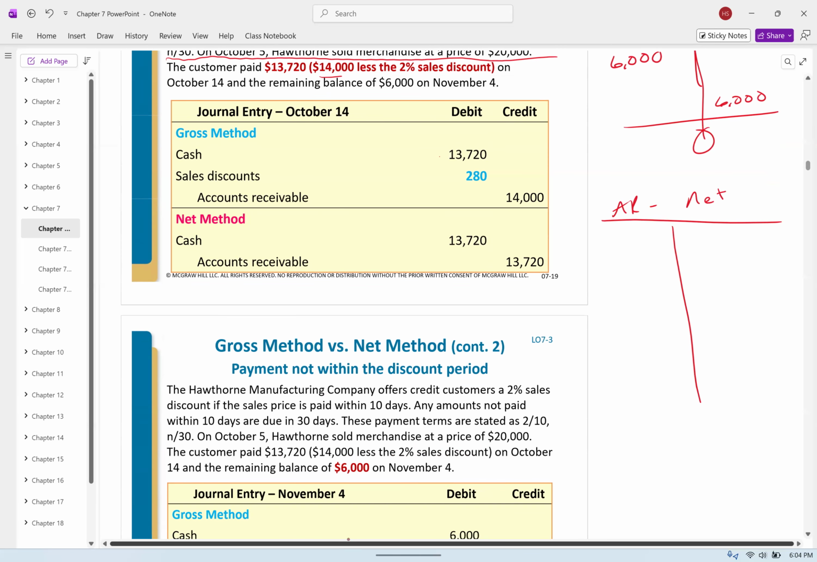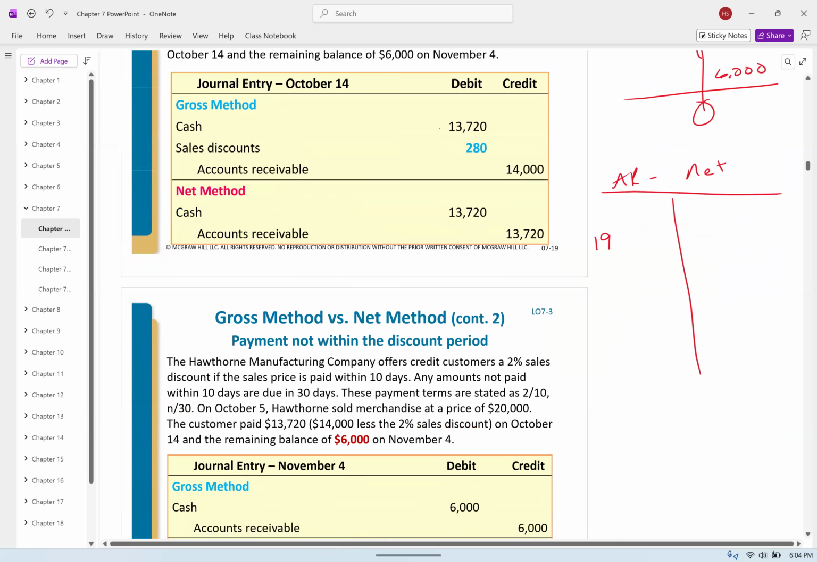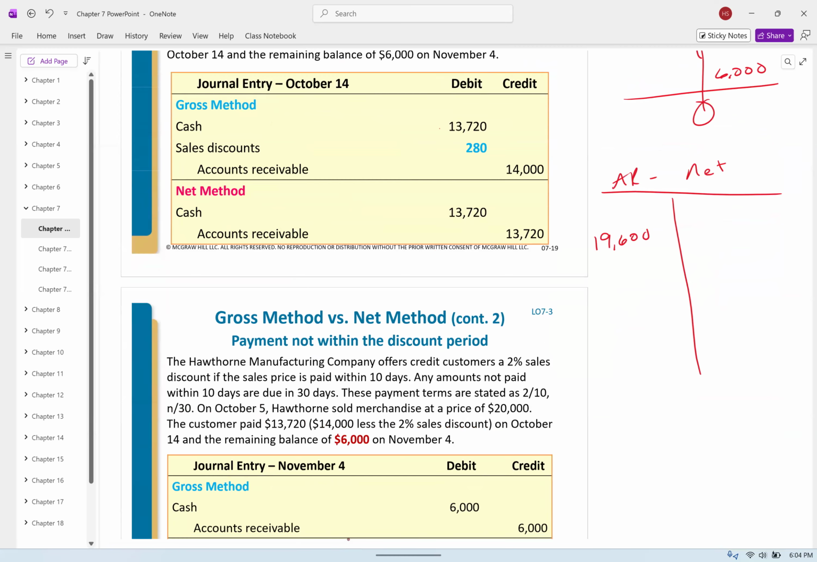We debited accounts receivable for 19,600. We went ahead and took the 2% out. Then we're going to credit 13,720. I did not work that out enough to know what that is. Let me get my calculator. 19,600 minus 13,720. We end up with 5,880.